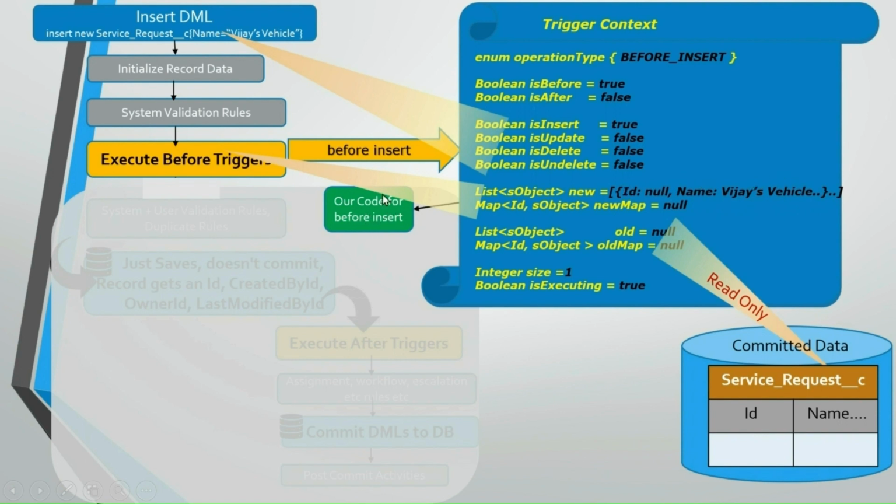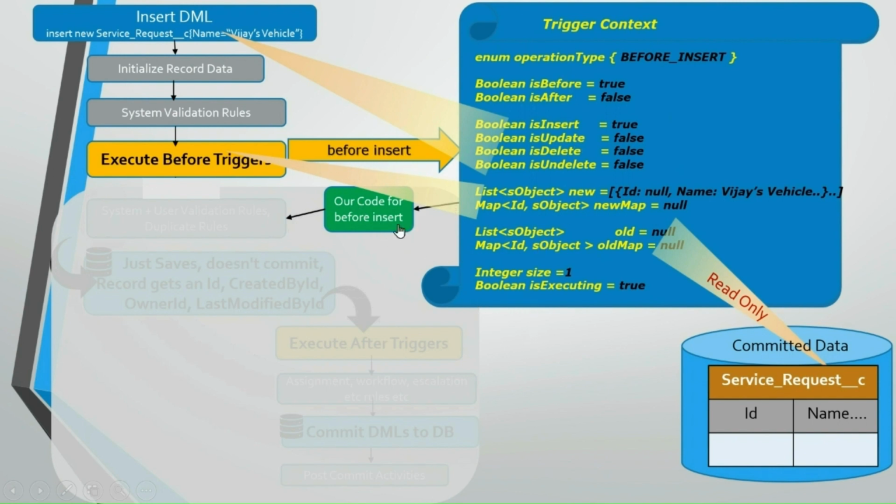If you identify any validation issues in the record, then you can add an error to the record so that it will not continue to the next steps and we can roll back the transaction from here itself. And if everything is okay, if there are no validation issues, after our code execution, the next steps get executed. This is the scenario with the before insert.